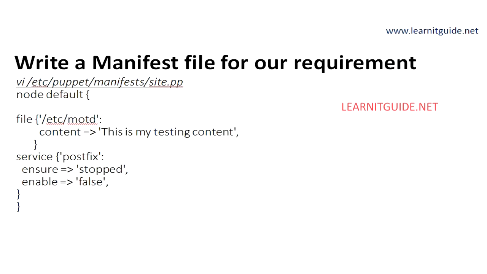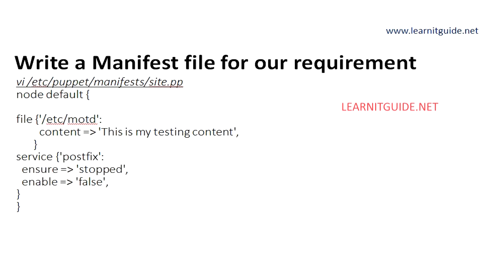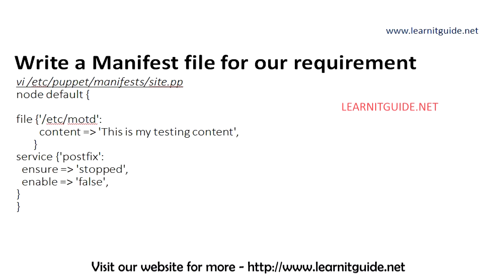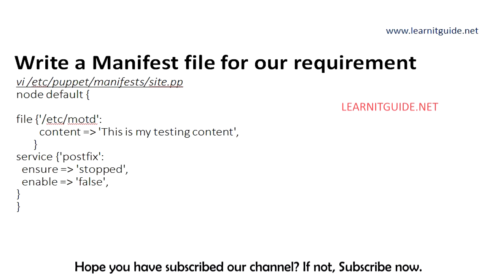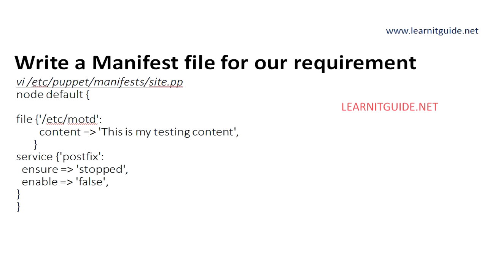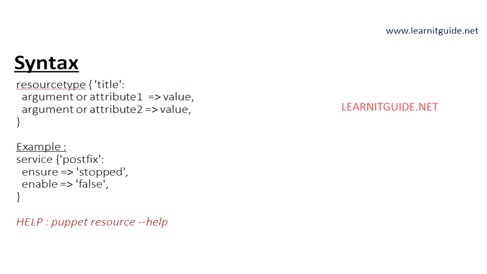So this is how the syntax would be. We need to create a file with the extension .pp under the etc/puppet/manifest directory, and the syntax is you have to start with node default, and within the brackets you have to define or declare the resource status. Normally this is how the syntax will look.